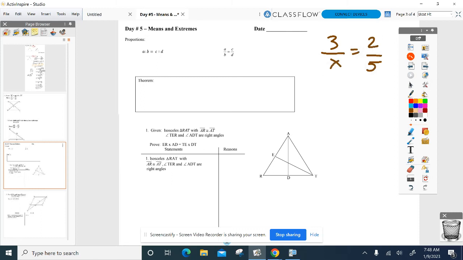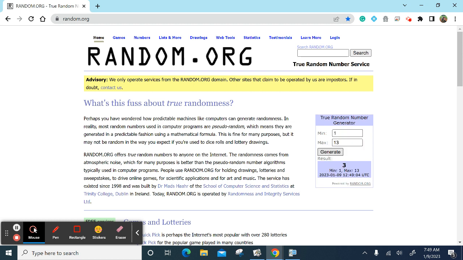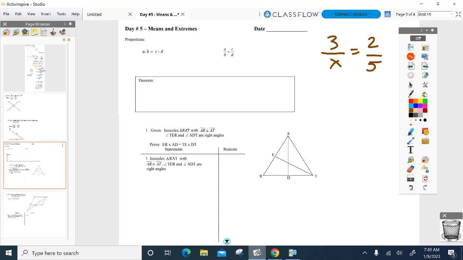No need to copy it down. How would you solve that for x? That's what I want to know right now. How would you solve that for x? 3 over x equals 2 over 5. How would we solve that for x, Spence?